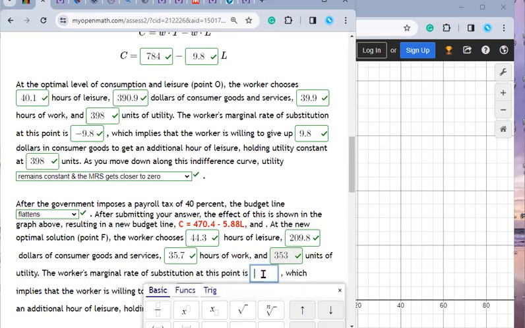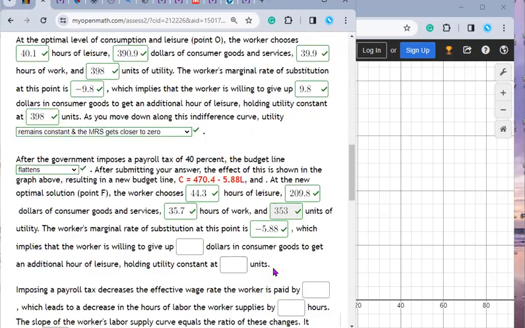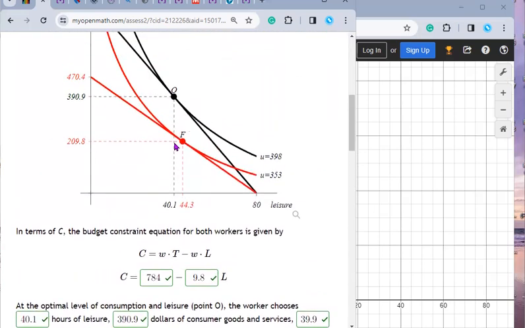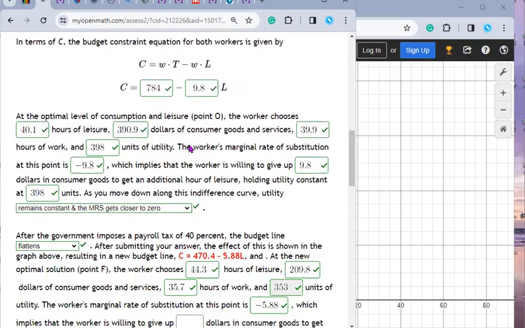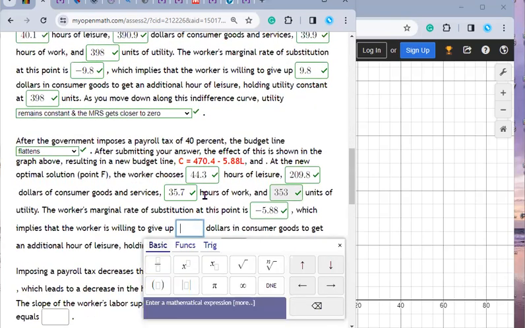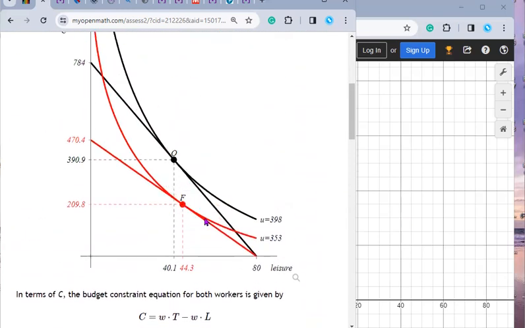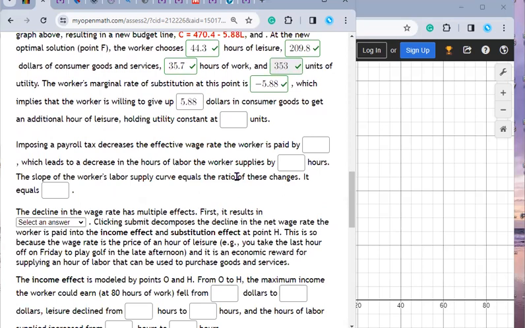So the marginal rate of substitution at this point is a negative 5.88, the tax adjusted wage. So here, in order to get one more hour of leisure, the person has to give up $5.88 in consumer goods, which equals the wage. And we're holding utility constant when we do that substitution. We're moving along the indifference curve here, and the utility is 353. We're holding it constant at 353.